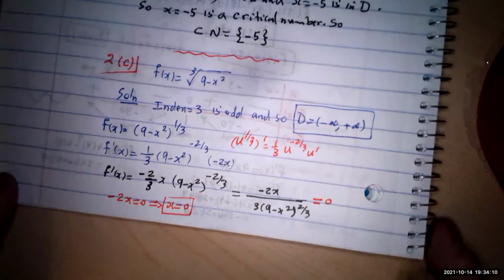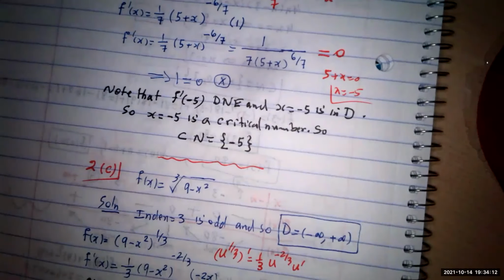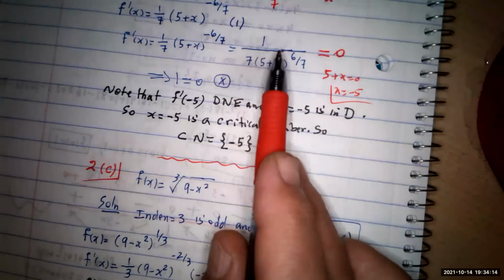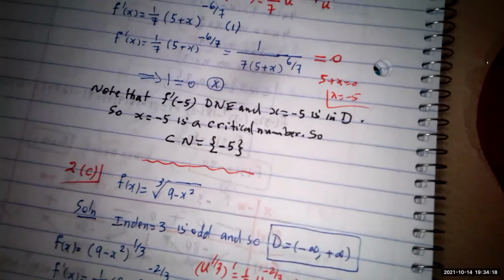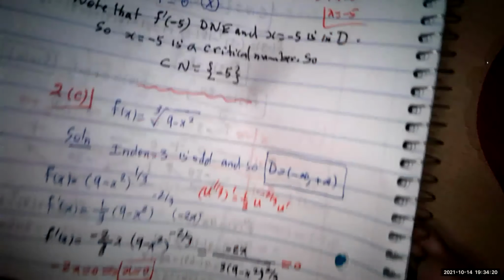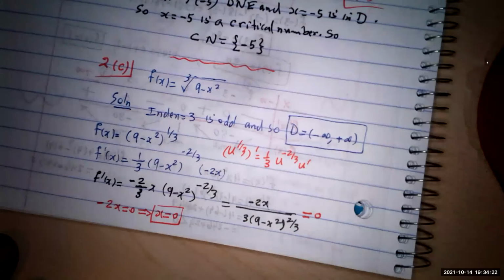In the previous one, look at this one. The top was a constant. 1 equal to 0, never. You didn't get any solution. But over here is going to be 2x. So we get one solution. But you are not done. You have to do the same thing that we did for the other ones. Denominator. Check the denominator. See this denominator?